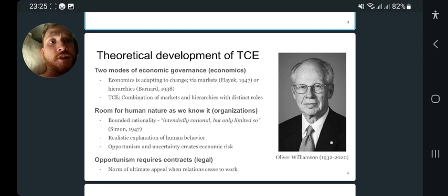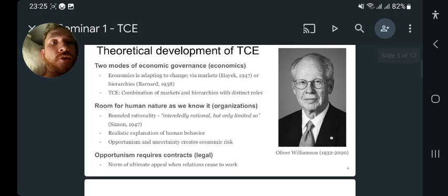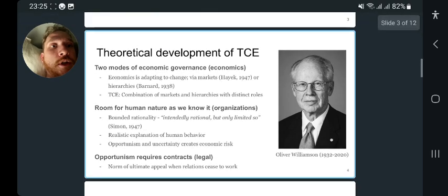Also, at the beginning of the 20th century, we saw criticism of the neoclassical assumptions of perfect rationality. So we have Simon, 1947, with his Administrative Behavior, where they start to speak about bounded rationality. We don't exactly know what we want. We can't value everything perfectly. We don't know every person that we can transact with. So we are boundedly rational. We want to be rational, but we are only limited in our ability to be so.